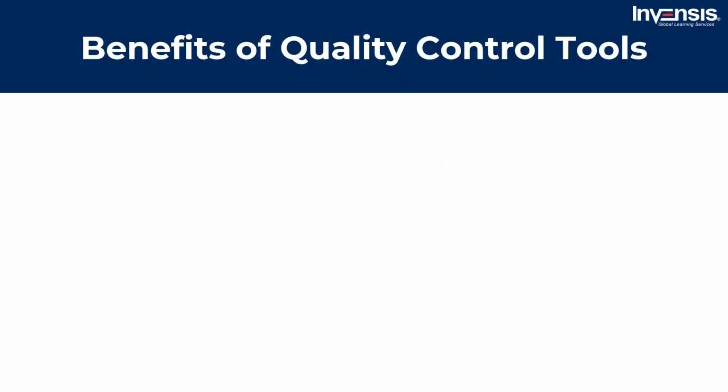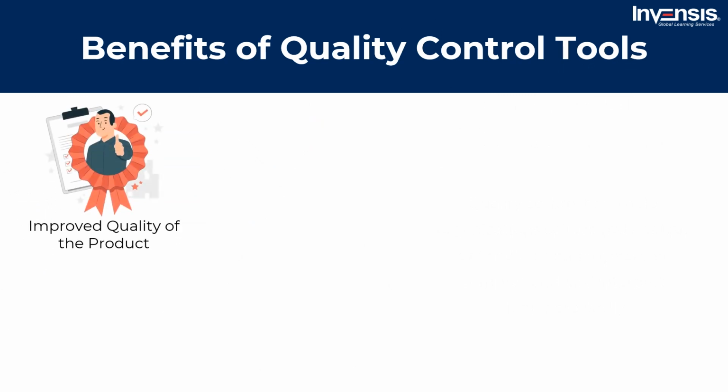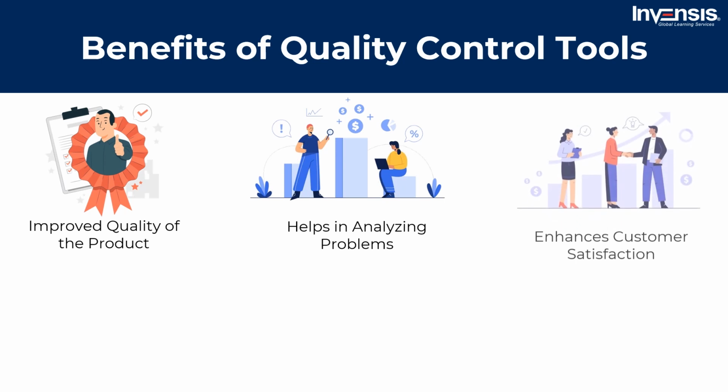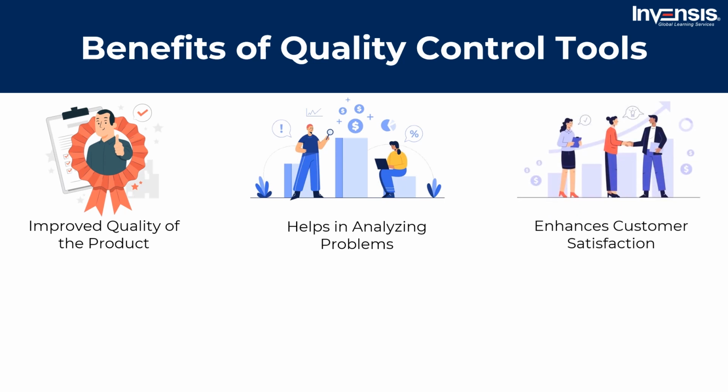Talking about the benefits of quality control tools, it provides improved quality of the product. Now, adopting quality control promotes and encourages quality consciousness among the company's employees, which is highly beneficial in obtaining the desired level of product quality. It also helps in continuous improvement of the process. Next, quality control tools help in identifying and analyzing problems in the process and suggest areas of improvement in the process. Next, it helps in enhancing customer satisfaction through improved quality products.